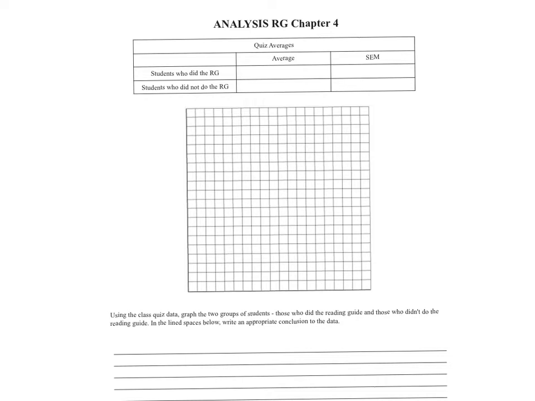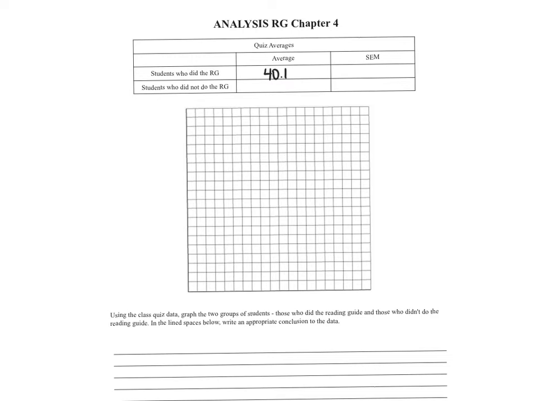Quizzes are normally worth 50 points. And so what we're going to do is compare the average of the students who did the reading guide versus who didn't, and we're going to use their averages out of 50 points. Let's get started. First, we'll start with the average of the students who did the reading guide. Their average score was 40.1, and this is data that has been collected for the past 6 years.